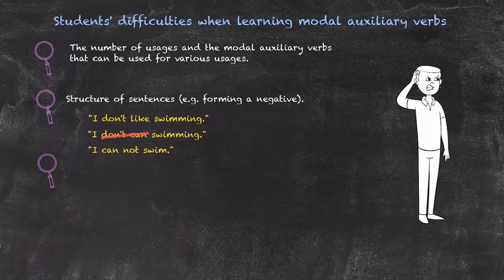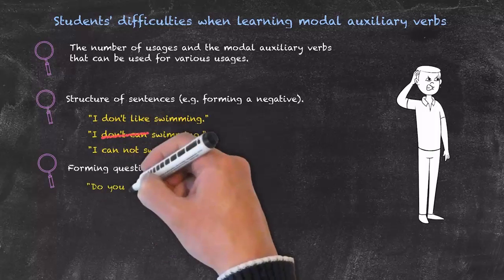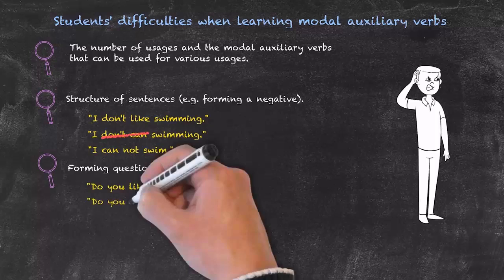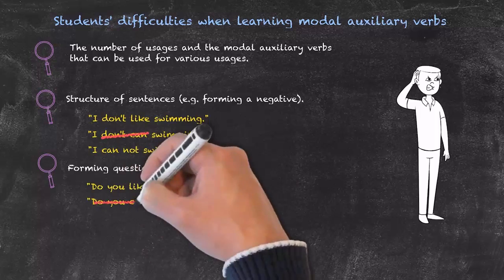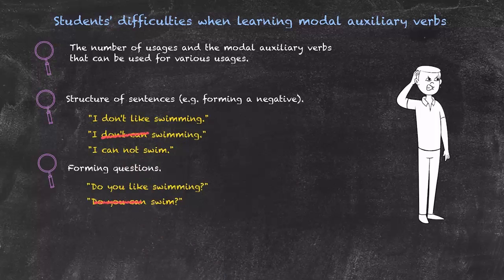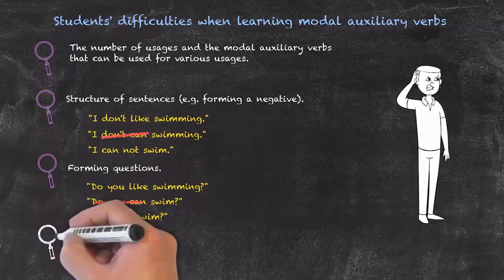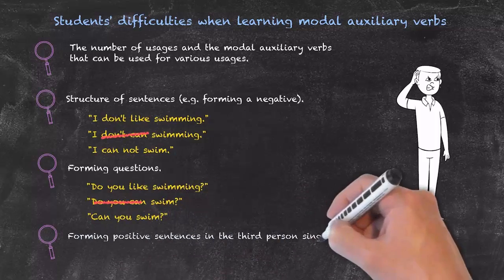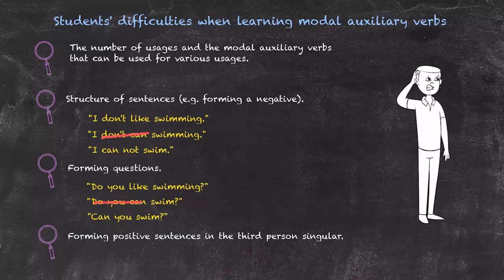Similarly, another difficulty is when the auxiliary verb do is used for questions. This isn't the case with modal auxiliary verbs. "Do you can swim" is incorrect, as you create questions by inversion. Can you swim? Another fundamental problem for students learning English is forming positive sentences in third person singular.